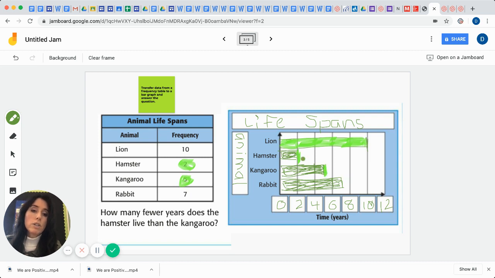So if you wanted to, you can just do one of two things. You can write out a number sentence. So let's start on this side and see how we would do this one. If you were to write this into a number sentence, would we be adding these numbers together when we're comparing a hamster to a kangaroo? Remember, we always like to plan out our story problems. And so it says fewer, and it has the word than. So we know this is subtraction, isn't it?